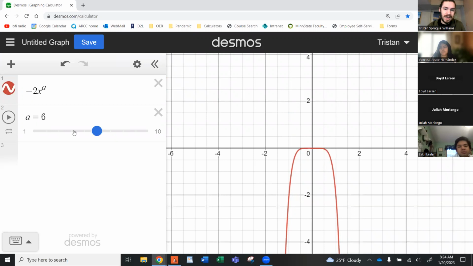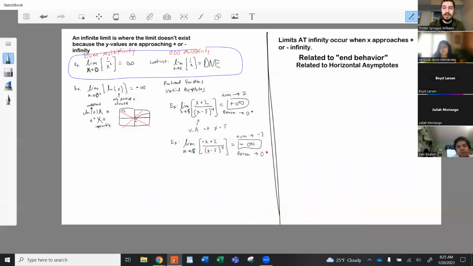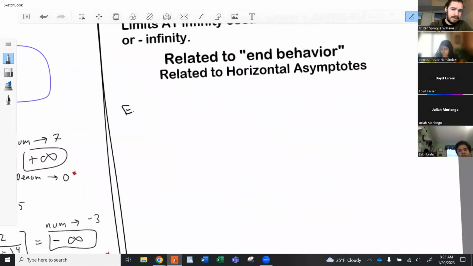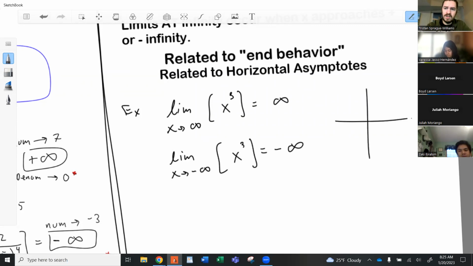Okay, so in all of these cases of end behavior, we can express all that in terms of limits. So for example, we could say the limit as x approaches infinity of x to the power 3 is infinity. That's a positive infinity. But the limit as x approaches negative infinity of x to the power 3 is negative infinity. And that's because x to the power 3 goes up on the right and down on the left. All right?